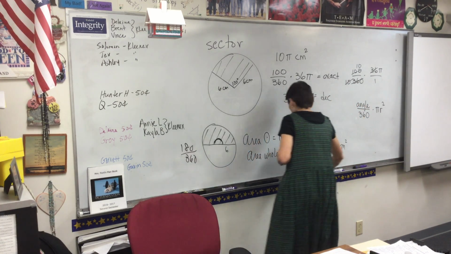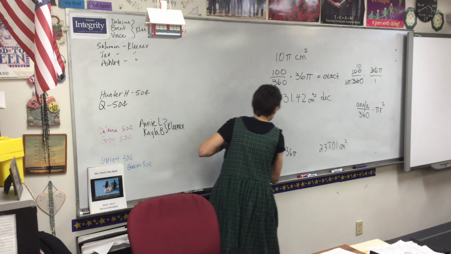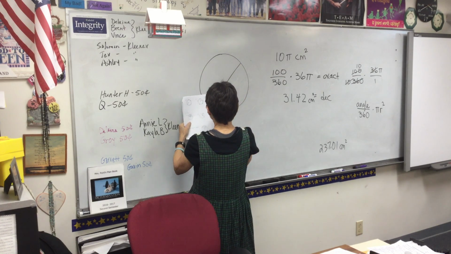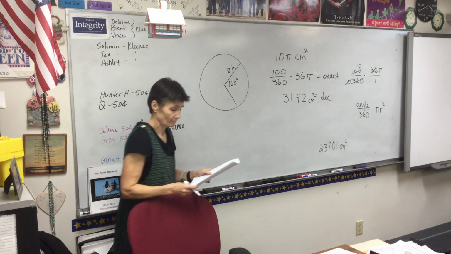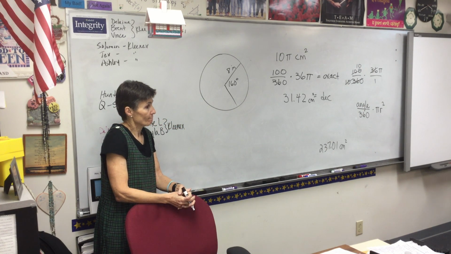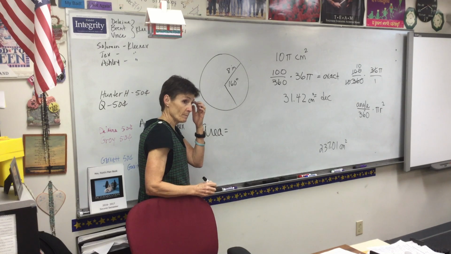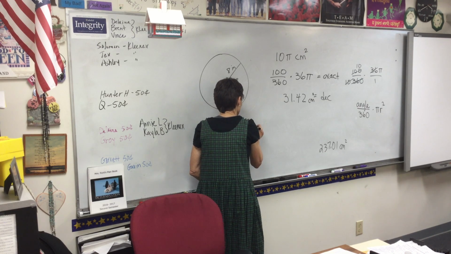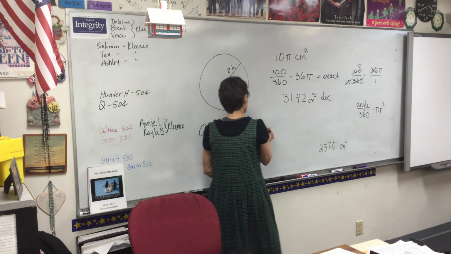All right, so let's look at the next one and see if we can do it. It's another sector. This time the central angle is 160 and the radius is 8 inches. Okay, so the area of the sector. So what's our little formula tell us to do? 160 over 360 times pi r squared, which is 64 pi.